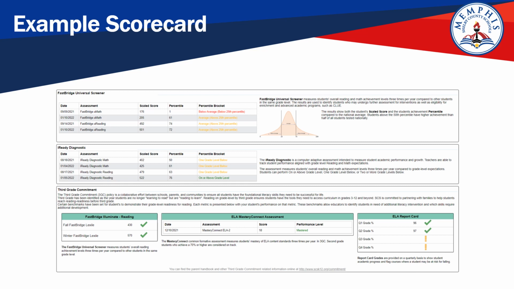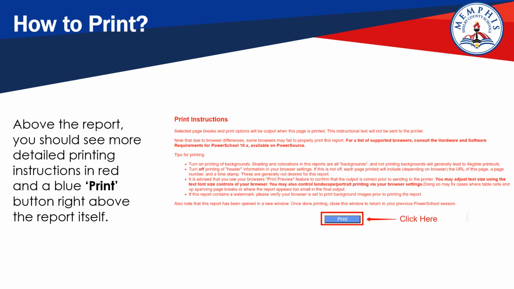times that we assess your child. We assess them 3 times with a universal screener. We assess them 3 times with a diagnostic assessment. And then at the bottom, it talks about whether or not your child is meeting the criteria for the 3rd grade commitment. And lastly, parents, there is a print feature.